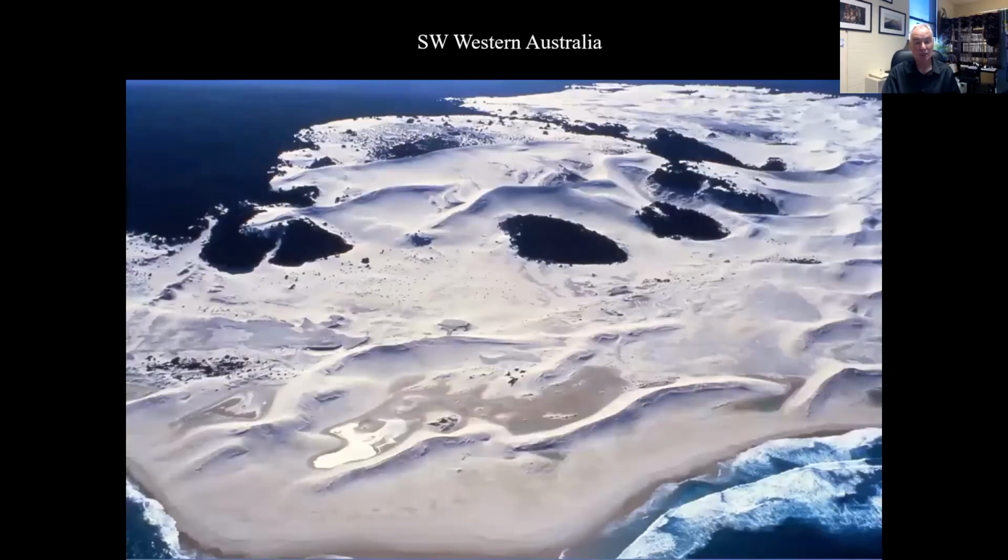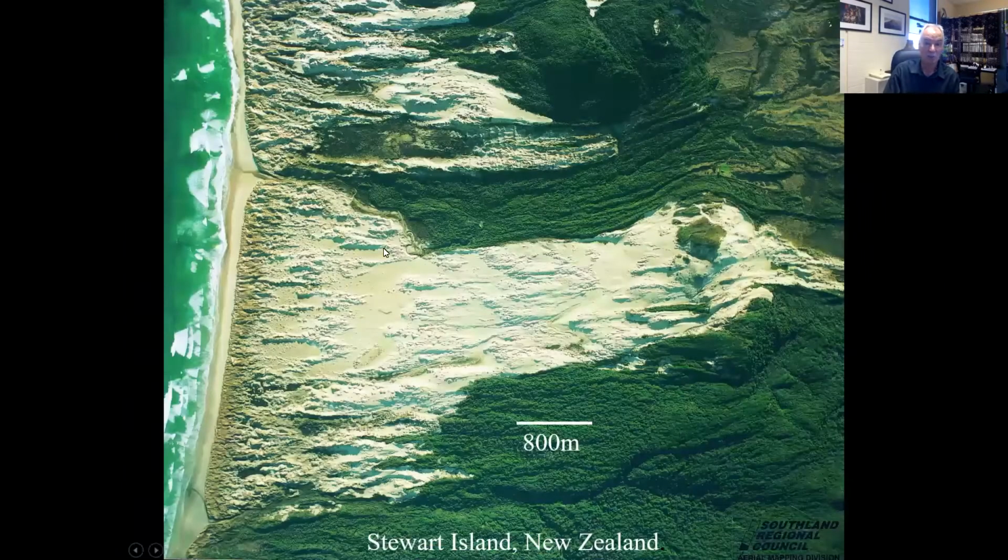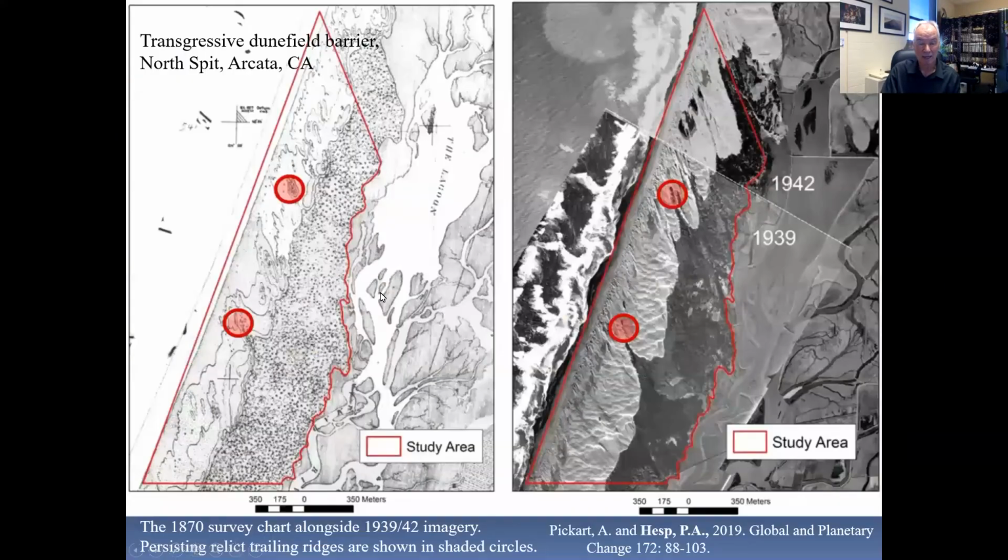And of course, lots of examples in southwest and Western Australia, New Zealand in the roaring 40s, and as I said, in Northern California. And we see, for example, when you look at 1870 survey charts that Andrea Pickard and I looked at for this paper, that they actually very well map transgressive dunefields right against the beach. Here's the 1870 survey, and we can match up points on the 1939 to 42 aerial photography. There's no foredune here in the 20s at all.